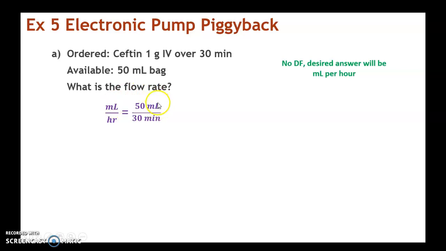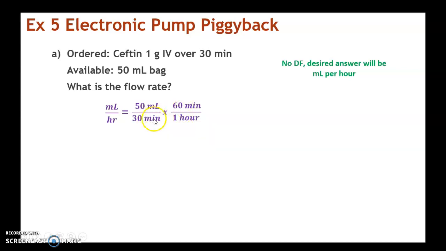Now, we're out of information up here. I mean, the 1 gram, that's how the bag came, a 50 milliliter bag has 1 gram of Sefton in it. But we do need to translate the minutes into hours. Okay, that is going to be a must here. So we need a conversion factor, right? We need something to be able to take our minutes into hours. Remember that there are 60 minutes in 1 hour.